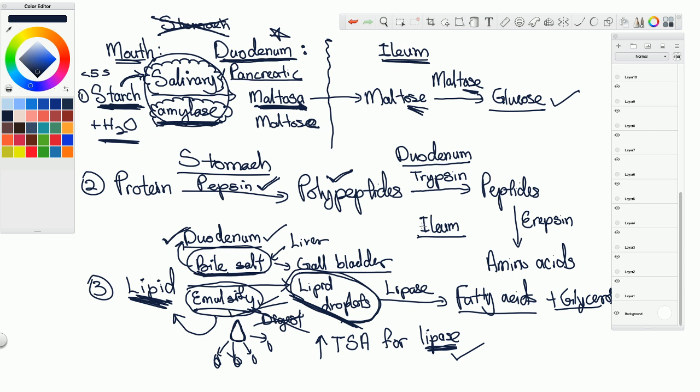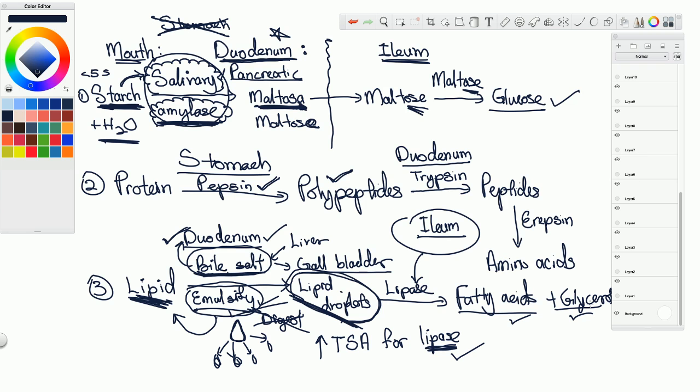When it comes to the last one, the ileum, the ileum also has lipase that can continue the process, repeating the same thing to make sure all the lipid becomes fatty acid and glycerol. Only these can be absorbed by our small intestine.